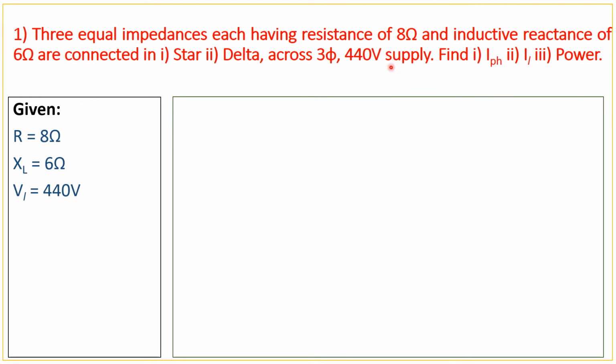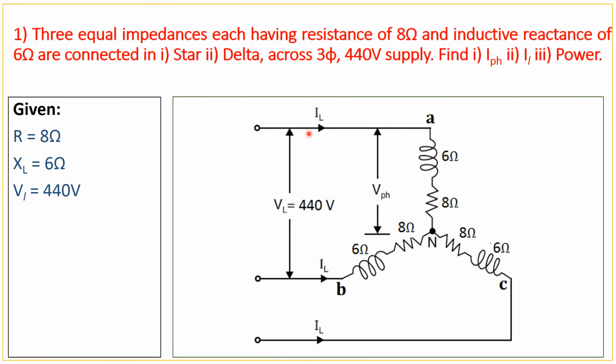So for every problem given under this chapter, we must draw the circuit diagram. First condition is for star connection. I can see that resistance and inductive reactance are connected in star fashion. All three branches, this is a balanced load, same values, 8 ohm, 6 ohm, 8 ohm, 6 ohm, 8 ohm, 6 ohm connected across VL is equal to 440 volt.